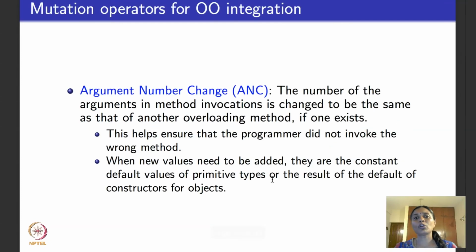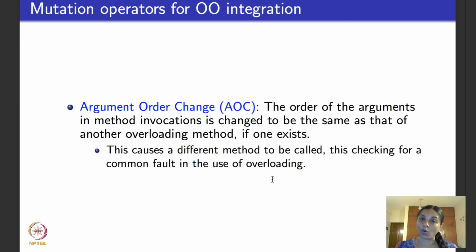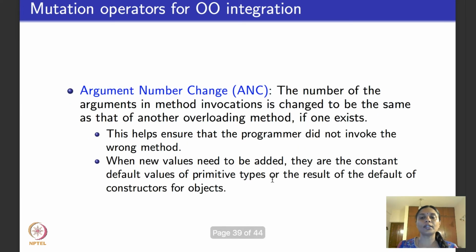So the next mutation operator also deals with arguments, but here we did not change the order of arguments. Here we change the number of arguments. Let's say you had 3, you could make that 2, you could make that 4. That's what we mean by changing the number of arguments. So the number of arguments in method invocations is changed to be the same as that of another overloading method, provided there is one such method that exists and you could replace it with that.